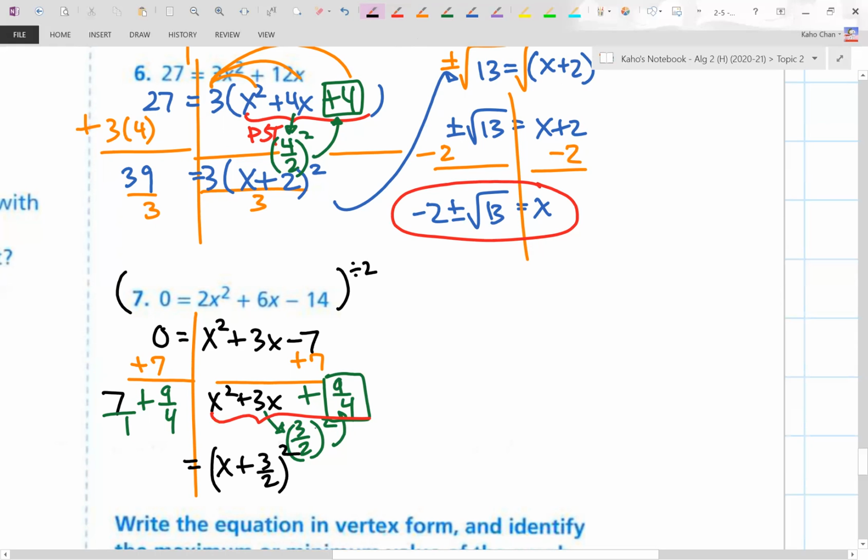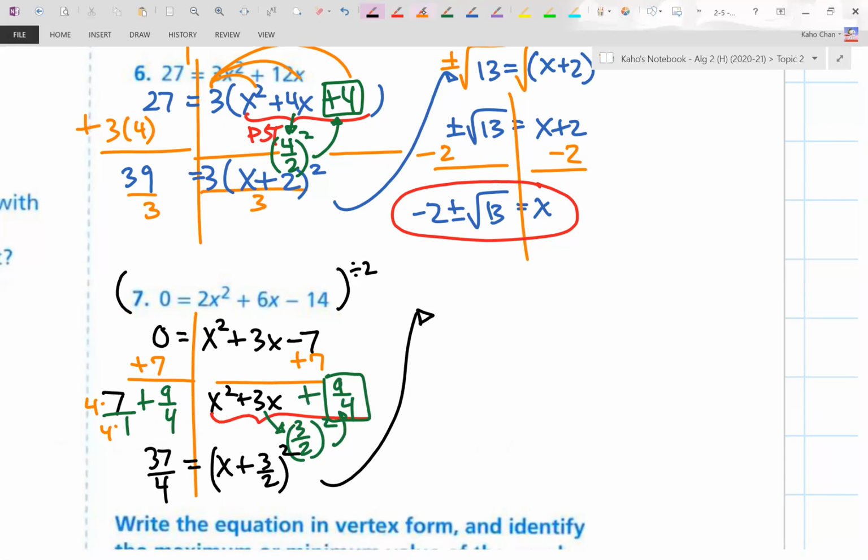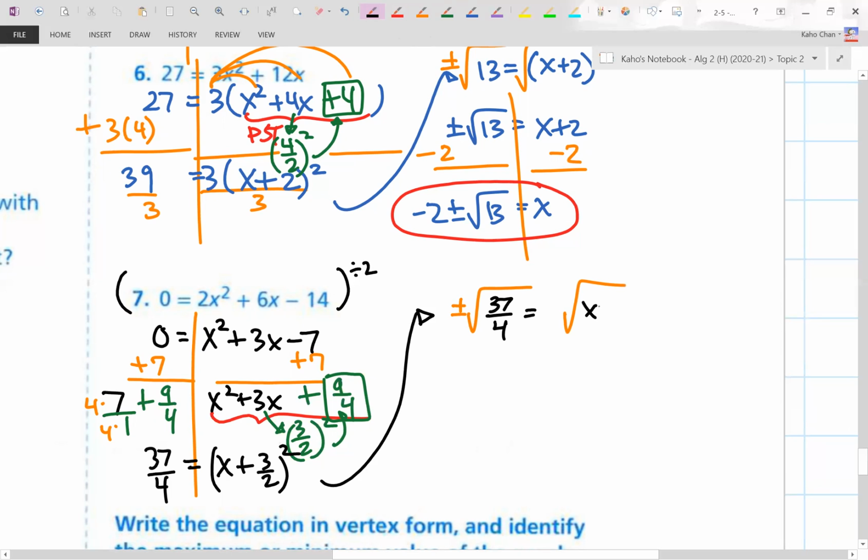Ooh, 7/1 plus 9/4. Multiply top and bottom by 4 right here. Ouch. That's 28 plus 9 is 37. Oh my gosh, this is hurting the brain. Square root both sides. Yikes. And I can't do anything for 37 forces. Leave it alone. And subtract 3 halves of both sides.